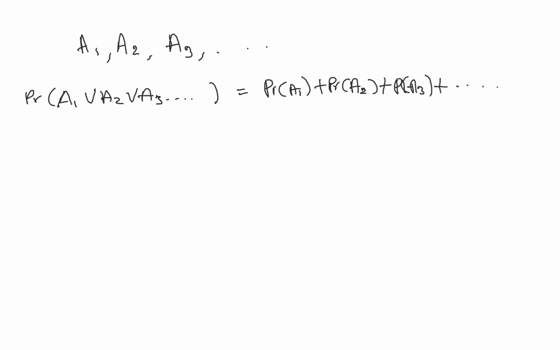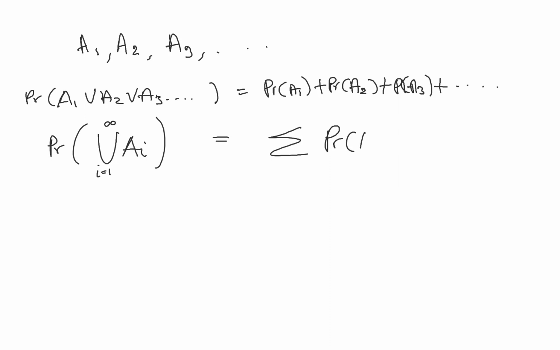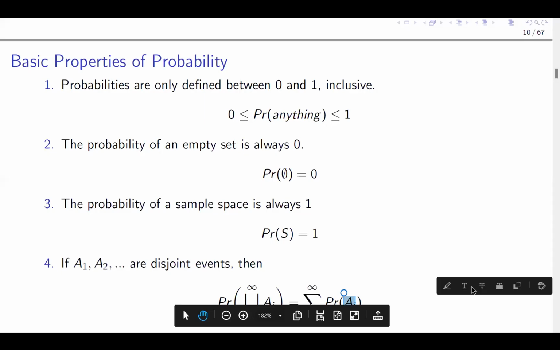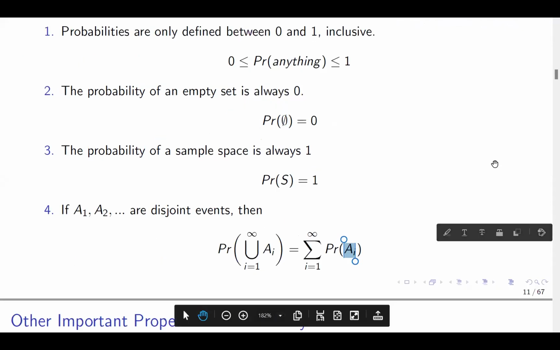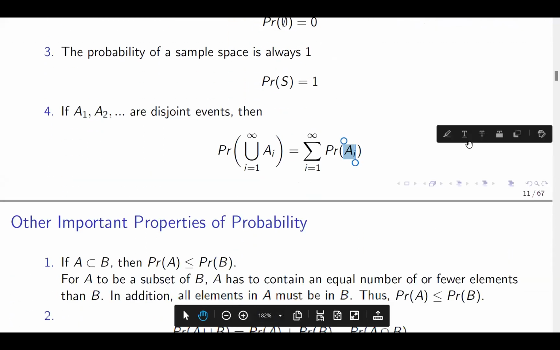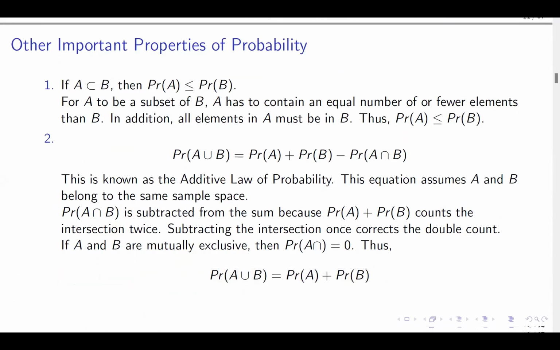So this will have been summarized in our text as such: the probability of the union of A_i, i running from 1 to infinity, is equal to the sum of the probability of A_i, i running from 1 to infinity. Right. Let's look at some other very important properties of probability.